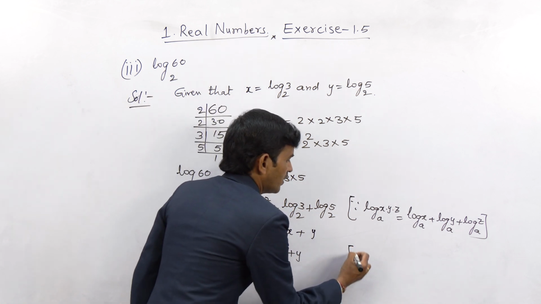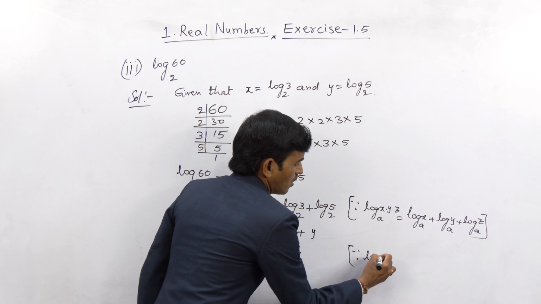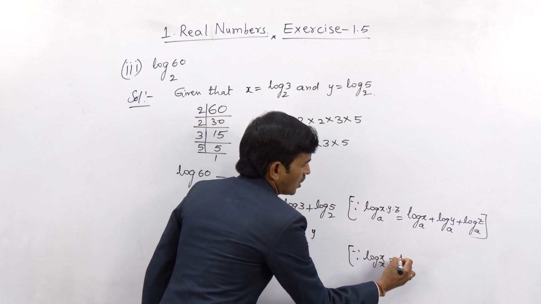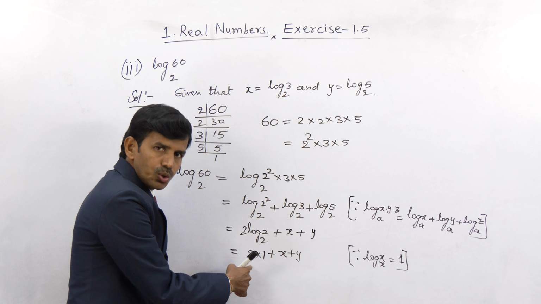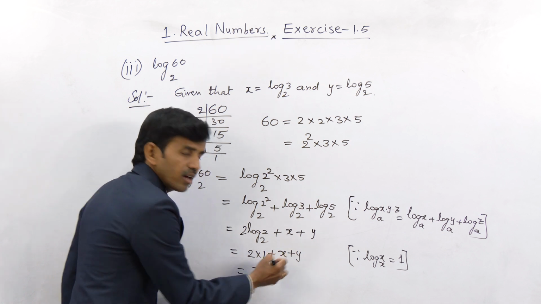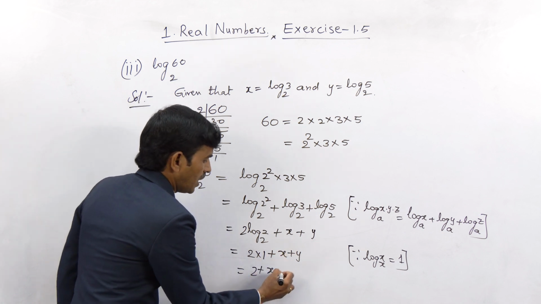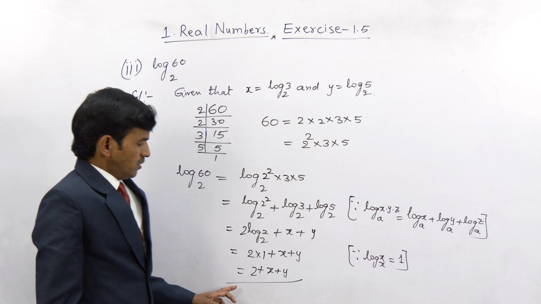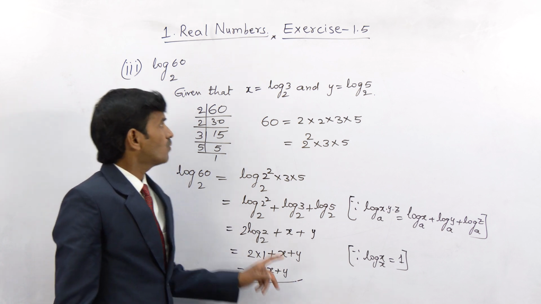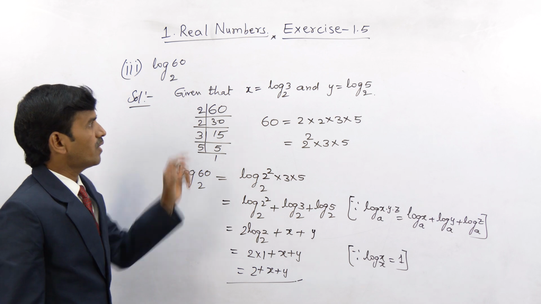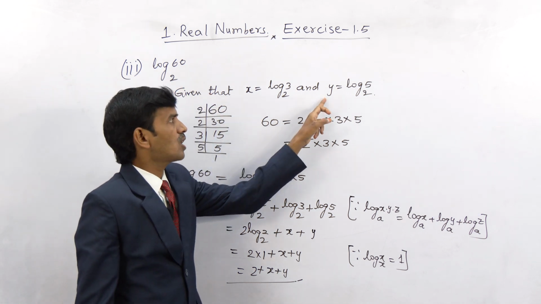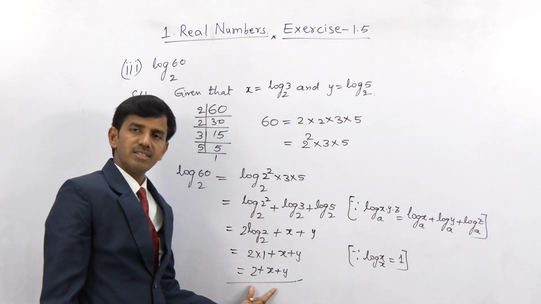Since here we can mention the reason as log x to the base x is equal to 1, which is equal to 2 plus x plus y. That's the final result of log 60 to the base 2. Whenever you are going to express in terms of x and y, you will get these results.